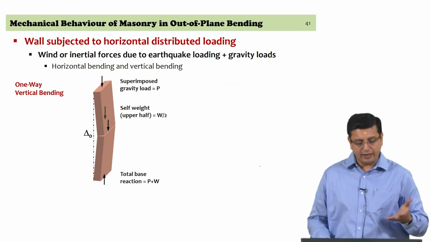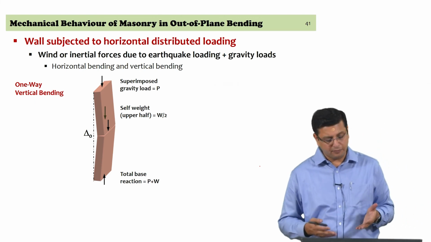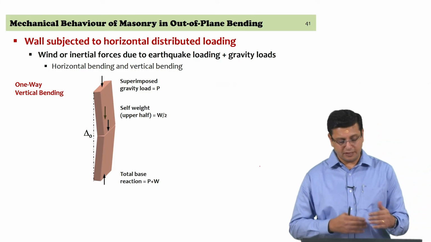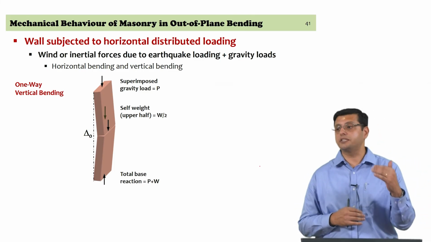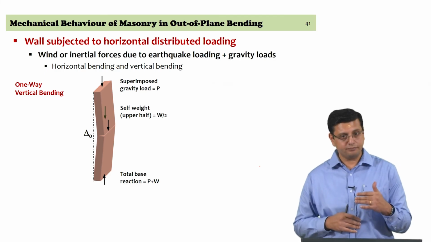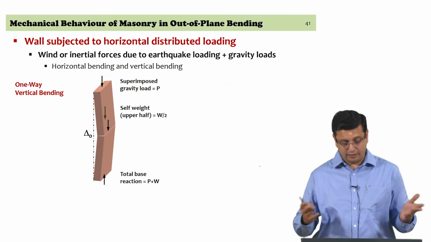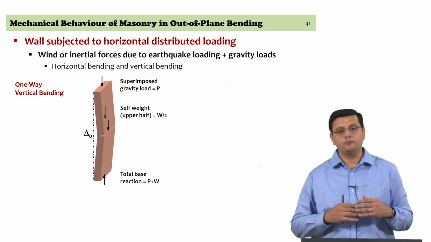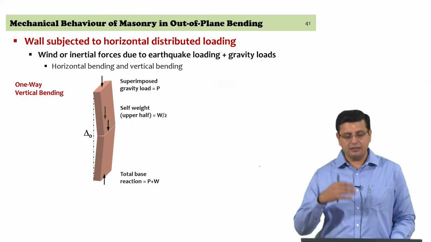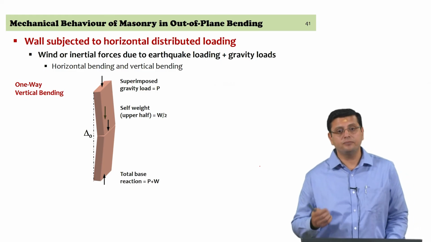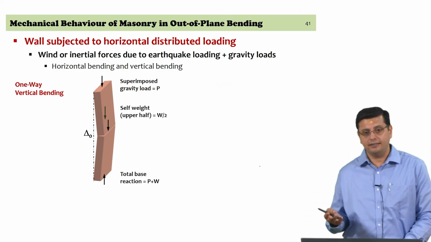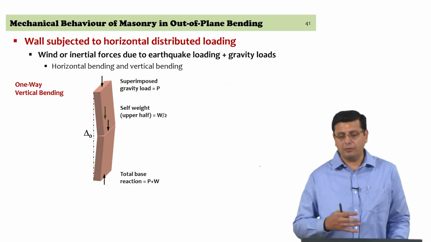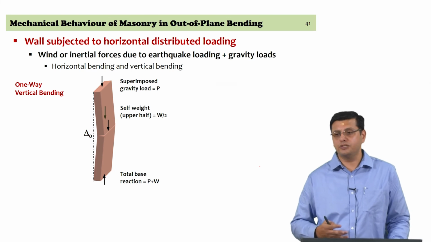So, one-way vertical bending: again, the situation that I am looking at is with rotations at the top and the bottom being possible, and then you see that there is a crack that is formed roughly at the mid height. These are some assumptions, that the top and the bottom are free to rotate, and you get a mid height crack also forming.